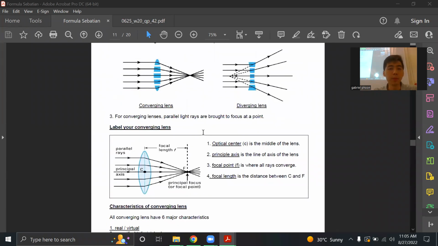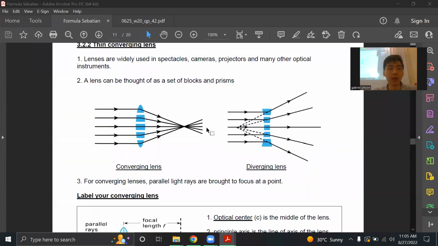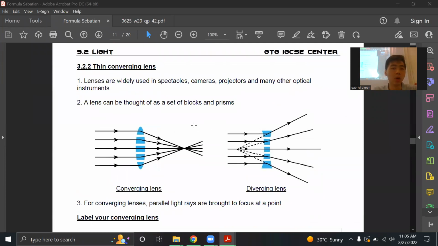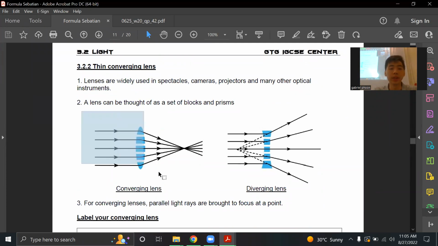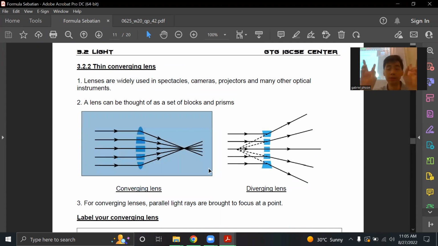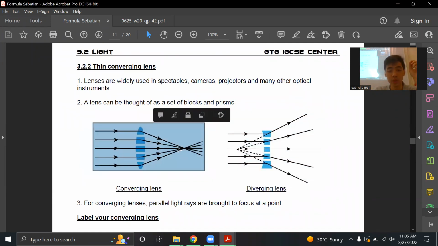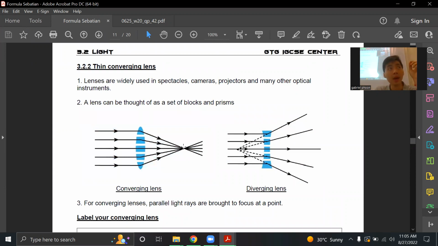Guys, just a quick recap of what we mentioned last week. Okay, so basically we talked about a converging lens, right? Converging lenses are basically, you can think of it as blocks of prism that is basically converging light to one single point here. And this is essentially where a clear image is formed.